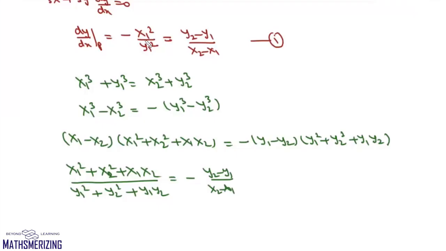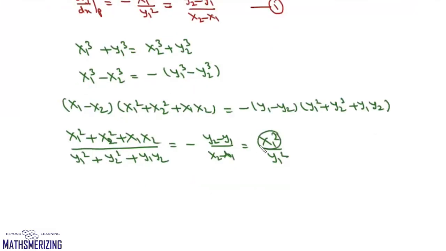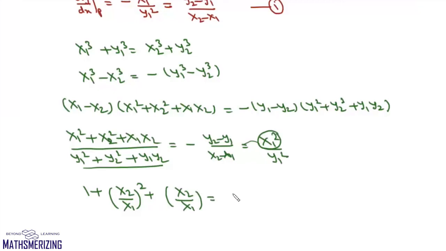Now this is minus x1 square upon y1 square. So we can write this as x1 square upon y1 square. Now we'll take this x1 square on the left hand side, and we'll take this expression in the denominator on the right hand side. We can write 1 plus (x2 upon x1) whole square plus x2 upon x1 equals 1 plus (y2 upon y1) whole square plus y2 upon y1. Now this 1 and 1 will cancel. Now what we'll also do is we'll add 1 by 4 to both sides.